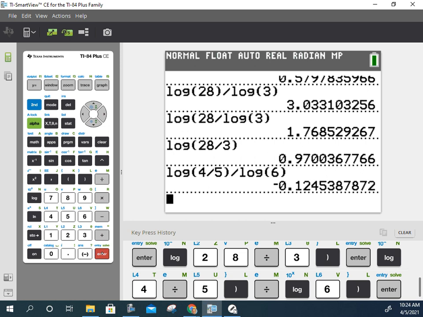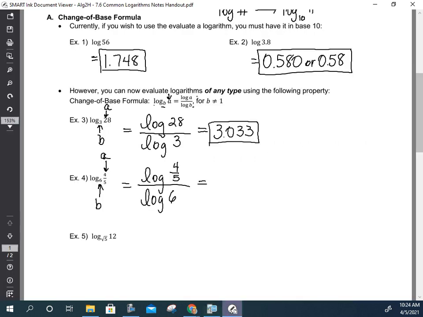Can you get a negative answer? Yes. So you get negative answers for your homework, quiz, test, final, whatever the case may be. Don't be freaking out. As long as you set up the problem the correct way and you didn't mishit anything, then you're fine. Negative 0.124, there's a 5 behind it. Negative 0.125. Any questions, examples 3 or 4?